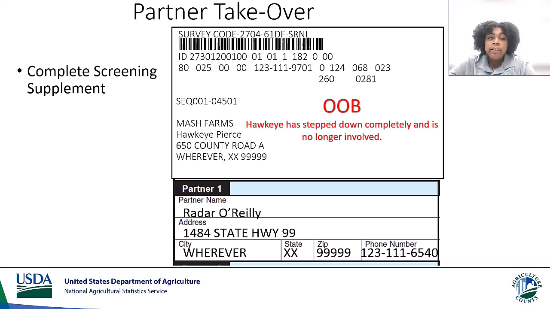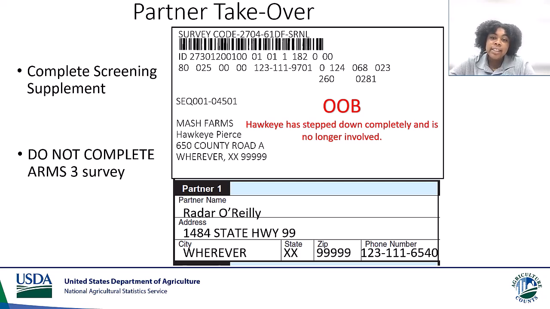You will then fill out a screening form for this record. You will not be completing this ARMS 3 survey. We will go over the screening form in the next slide. Again, this is an example for data collected on paper. Please follow the guidance of your regional office if you are entering data into CAPI. If you are unsure if a partner should do the interview, check with your RFO.